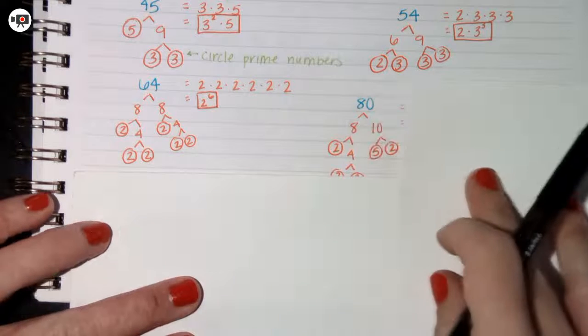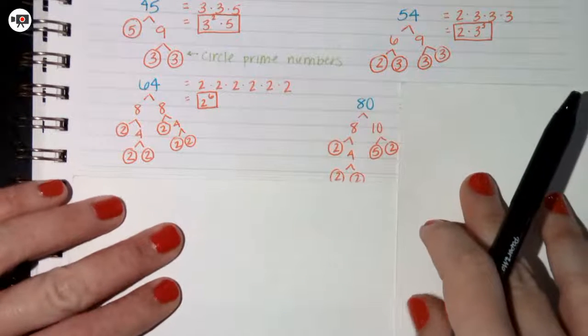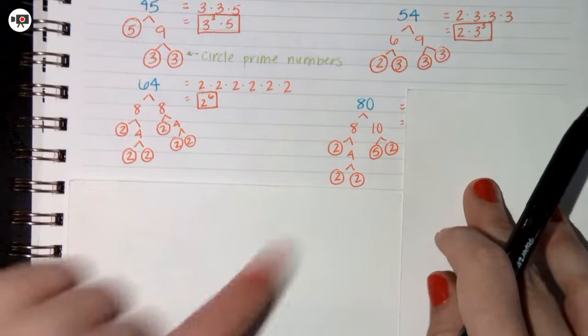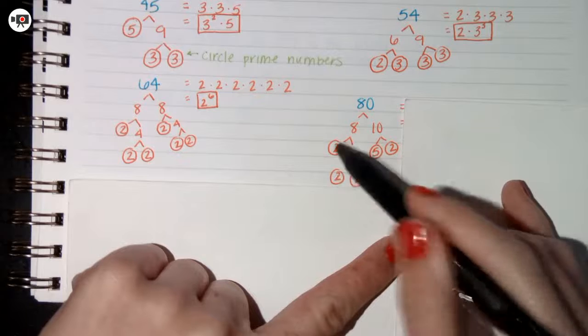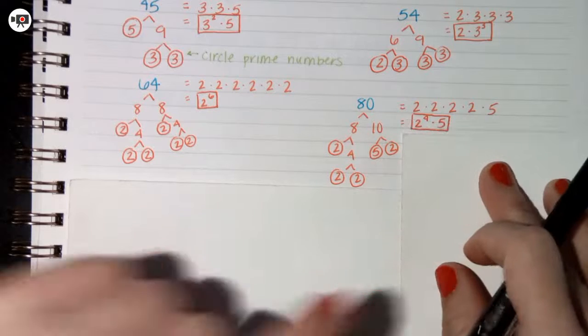And for 80, I can have 8 times 10, and 8 is 2 times 4, and 4 is 2 times 2. 10 is 5 times 2. So I have 2, 2, 2, 2, and a 5. So that's 2 to the 4th times 5.